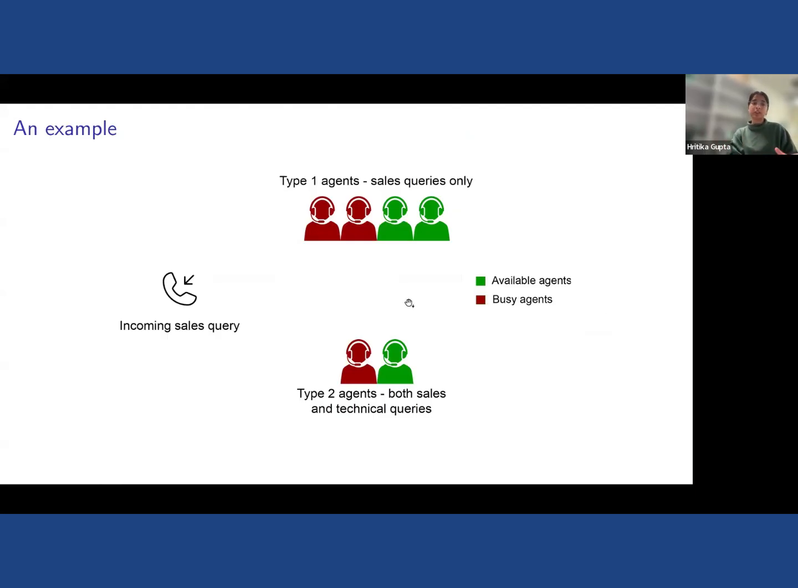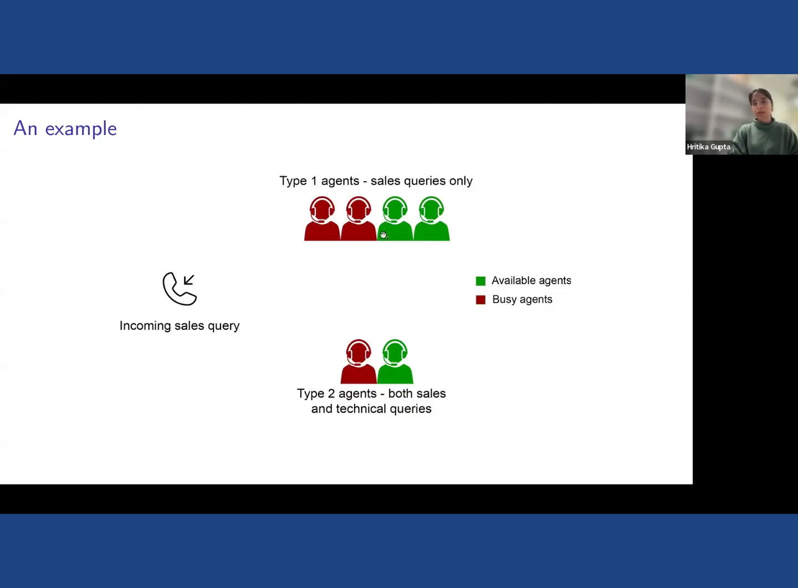Consider this call center. In this call center, there are two types of queries coming in, either a sales query or a technical query. And there are two types of agents available. Type 1 agents are, say, newly hired agents, and they can only take sales queries. And type 2 agents are more skilled agents, and they can take both sales and technical queries. The green agents are available agents, and the red agents are the agents who are already busy on the call.